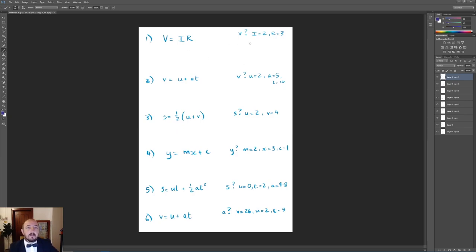And the last page is substitution. We want V when I is 2 and R is 3. So 2IR means 2 times I times R. So we're going to get V equals 12.